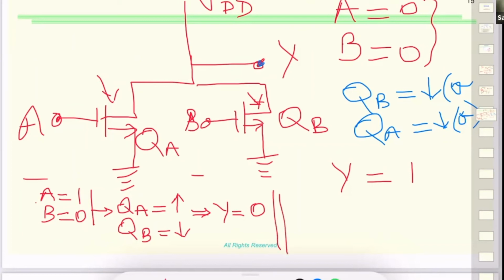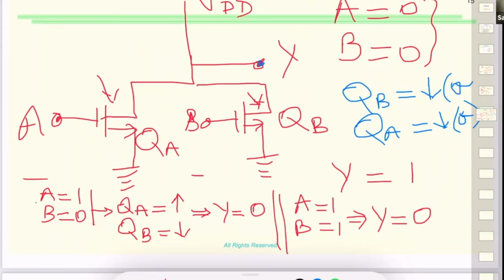Now, what would happen if both are high? Are they both open or closed? They are both closed. They both are conducting. What happens to Y? Y equals 0. What kind of logic is this?